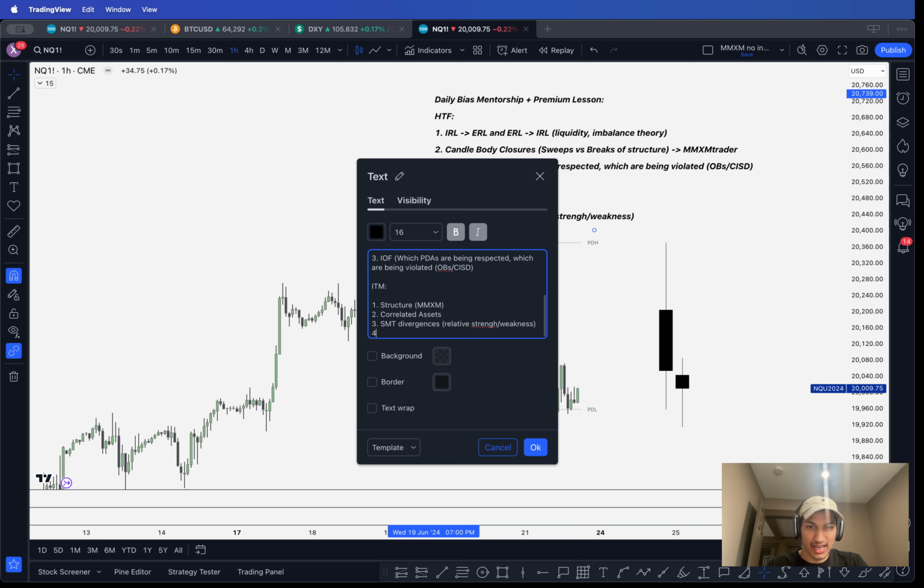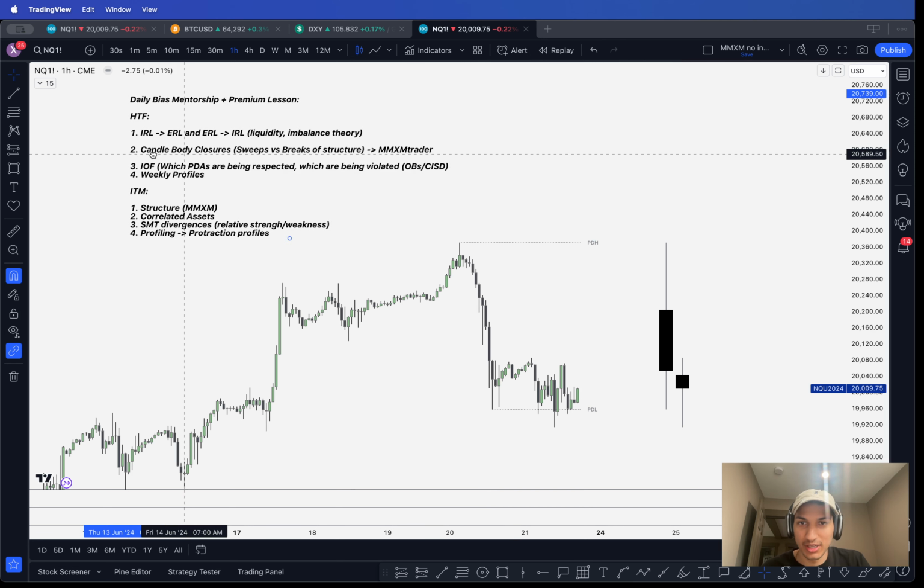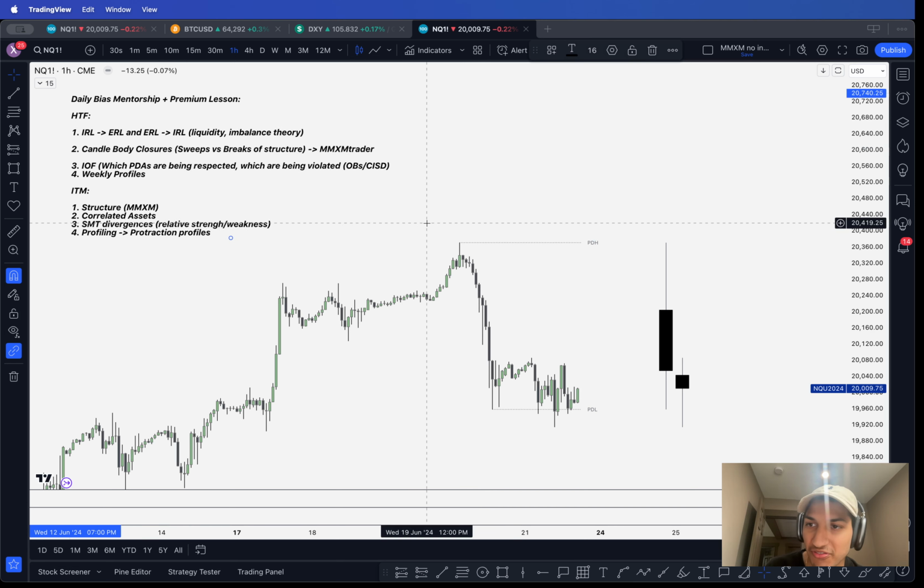We're also going to be looking at profiling. And this is going to be our intraday, or we can actually now better define this as protraction profiles. And on the higher time frame, we're also going to be using the idea of profiling, which is going to be our weekly profiles. Okay, so lots of concepts here, which we're going to be talking about to define a daily bias.